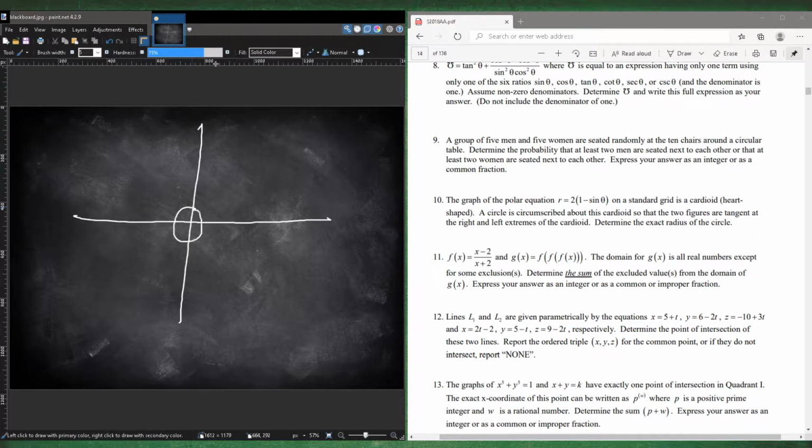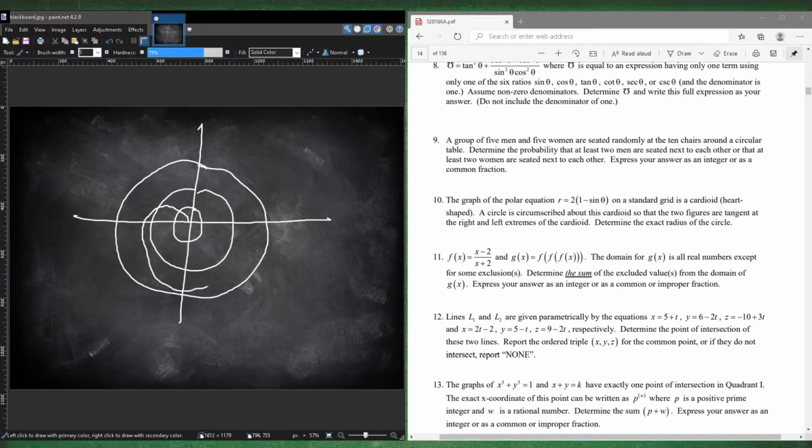It's kind of hard to explain with just words. So we have some kind of circle, and it's just a general picture. There's no numbers or anything. Our cardioid looks like a heart, or something like that. So this graph, 2 times 1 minus sine theta, looks something like this, like a heart. So the right and left extremes would be somewhere right here and right here, and this graph should look symmetrical. So if we're making a circle that goes through these 2 points, and those are the extremes, that's going to be a diameter.